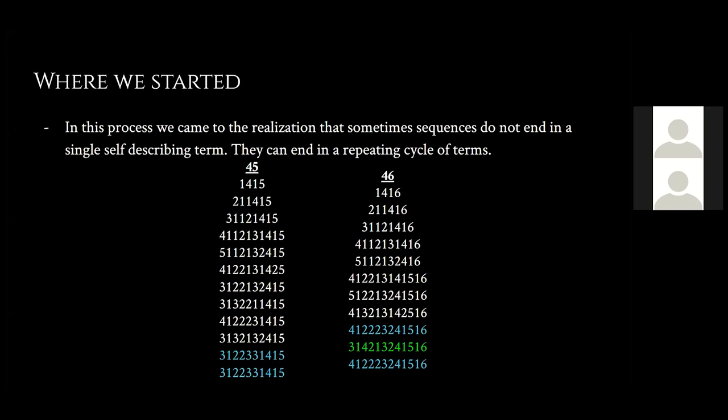And when we did this, we realized that some sequences don't end in only a single self-describing term. Sometimes they end in that repeating cycle of terms. At first, when we saw this pattern, we thought we were doing something wrong because it wasn't ending. But then upon closer examination, we found that it was just repeating the same numbers over and over.